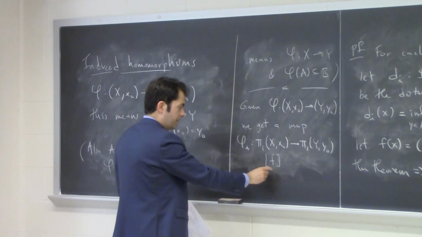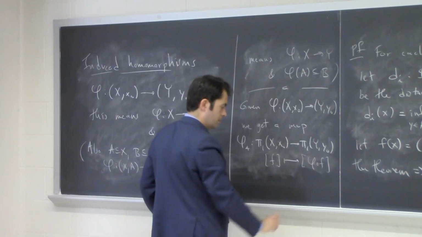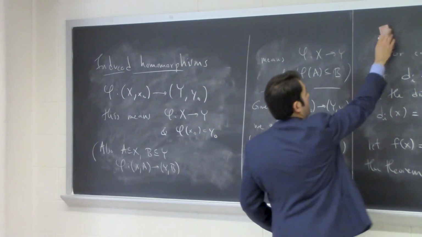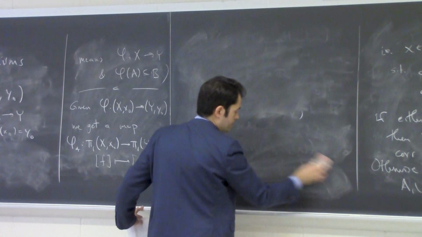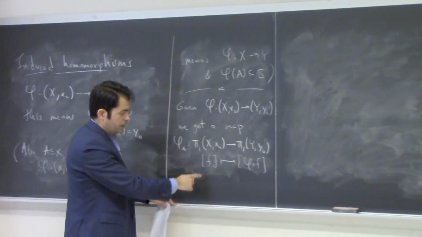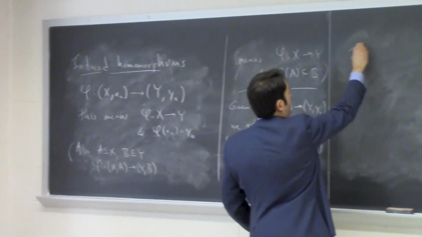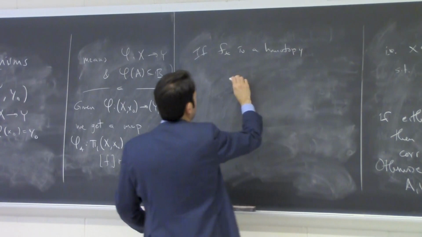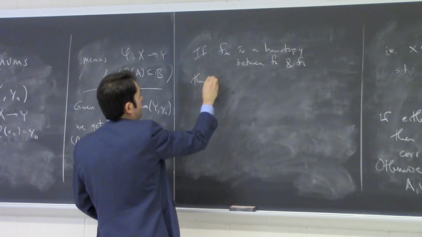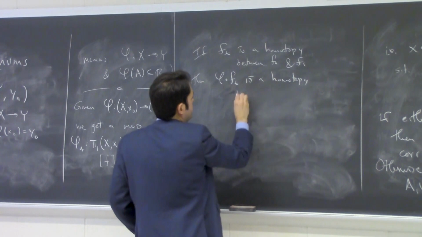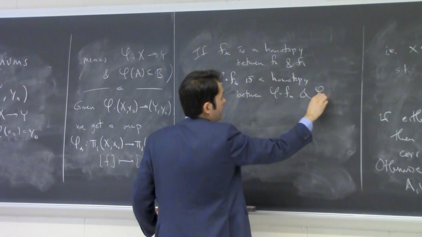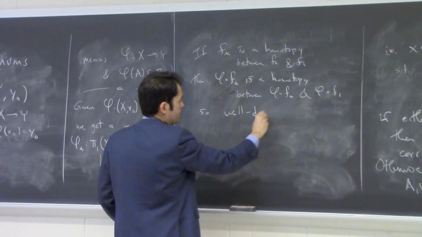By taking the class of a loop and sending it to the composition. Of course, you have to make sure that this is well defined, because this is really a homotopy class of paths. But if f_t is a homotopy between f_0 and f_1, then phi composed with f_t is a homotopy between the corresponding images. So this is well defined.